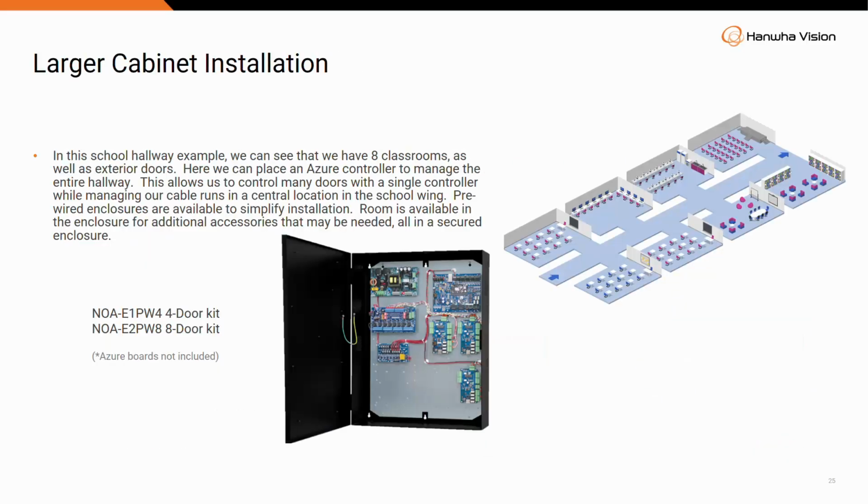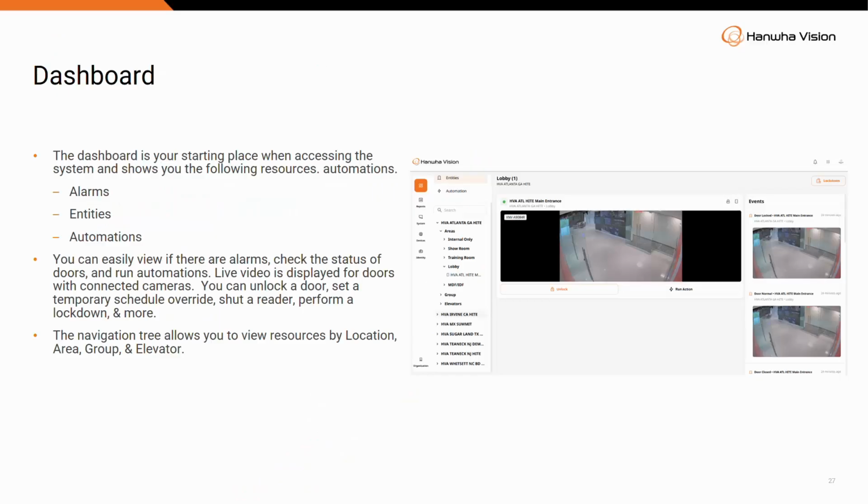So I might have a school hallway, and this hallway might have 8 classrooms. So I could put this 8-door kit in a server closet, a telecom closet, an IDF. Put the boards in there and wire this up. So now each classroom has an access control door to it. I then might have a larger school with multiple wings. Each wing would have one of these. If I had a wing that had 16 doors, I'd put 2 of these 8-door enclosures in there with the relevant boards. And then from there, once I program them and get them on the network, I have a dashboard.